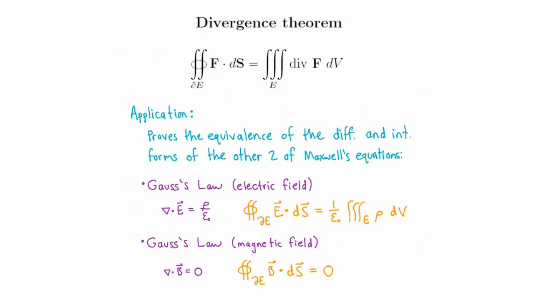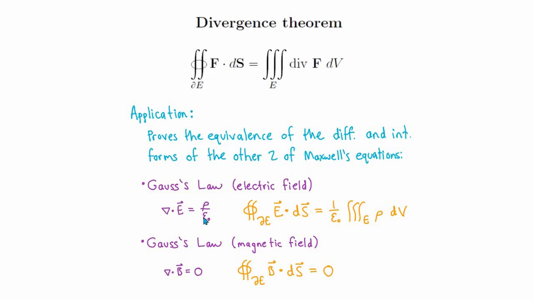In the previous video, we saw that Stokes' theorem guaranteed the equivalence of the differential and integral forms of 2 out of 4 of Maxwell's equations. One application of the divergence theorem is that it proves the equivalence of the differential and integral forms of the other two of Maxwell's equations. The equations that we're referring to are Gauss's laws for the electric and magnetic fields. The differential forms of these laws are written on the left-hand side, and they can be easily derived from basic physical principles. The equivalent integral forms of these equations are on the right-hand side.